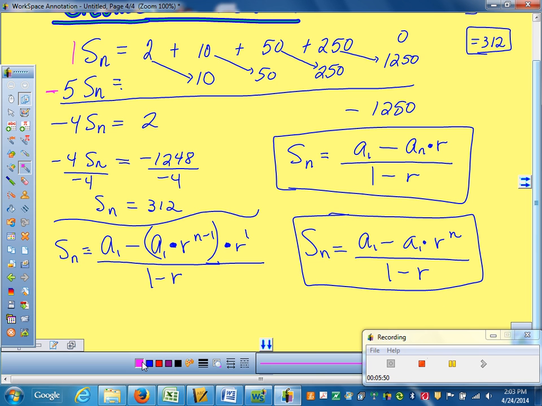The big question is, how do you know which formula to use? Each one has one thing in it that's not in the other formula. Up here, this one has an a sub n in it. So if you know the last term, if they give you the last term, you use that formula.